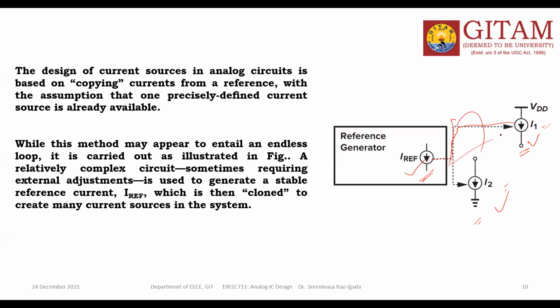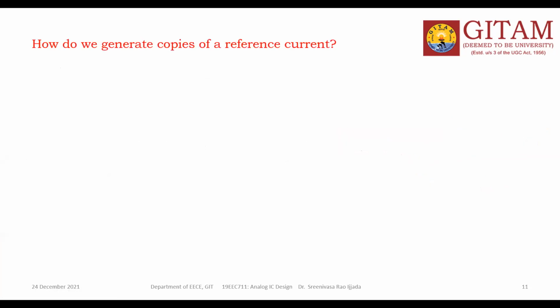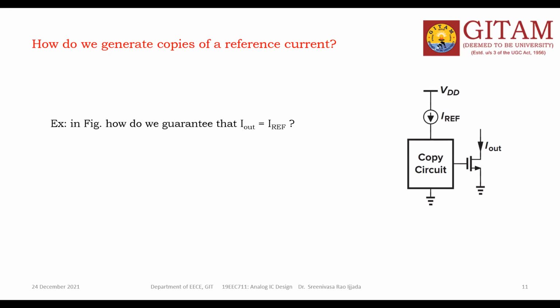Clear? Don't say one wire will be connected from here to there, then current will be copied. No, not like that. So how do we generate the copies of a reference current? So what is the reference current? It is already designed, which can produce a stable current. That is the reference. How can you copy the reference to the required place? So how do we generate I out equal to I reference? This is my question in the circuit.